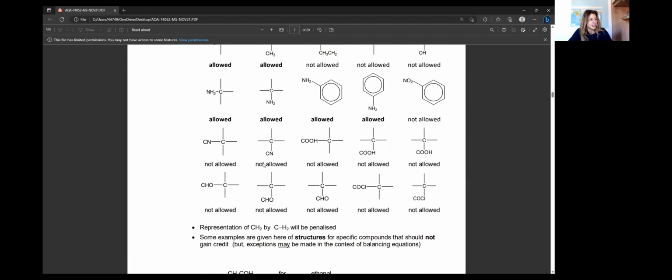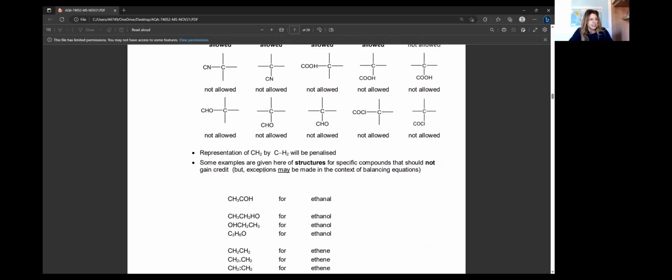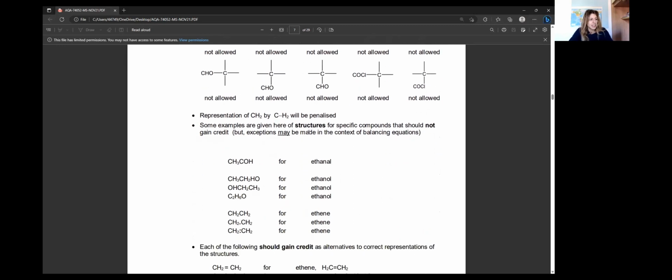But then notice they're quite picky with the cyanide group, that is the carbon attached to the carbon, not the nitrogen. Carboxylic acid has to be written with the carbon attached to the other carbon, as well as all of the other carbonyl functional groups. So that's, I would say, quite interesting.